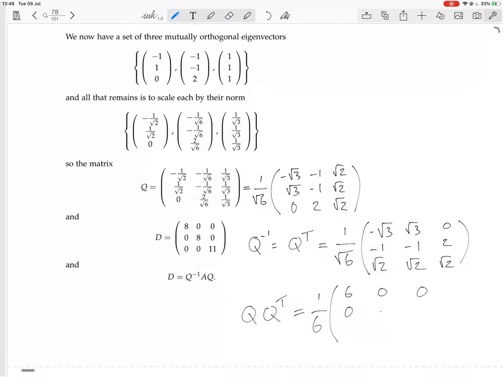Okay, next entry, we have 3 plus 1 plus 2, 6. Next entry, we have 0, minus 2, plus 2, 0. Okay, here we have 0, minus 2, plus 2, 0.